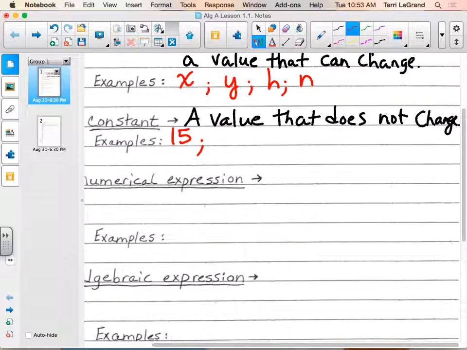$100.35, so 100 dollars and 35 cents. Is that a constant? Sure is. How about this, is this a constant? Yes. Is 1/4 always going to be the same value? Yes. How about this guy?